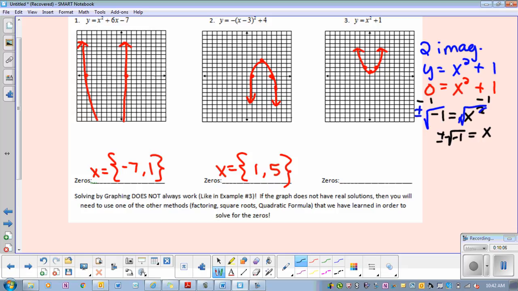Guys, what is the square root of -1? Something comes out if there's a negative inside. The i. Plus or minus i. So your zeros here are plus or minus i. All right?